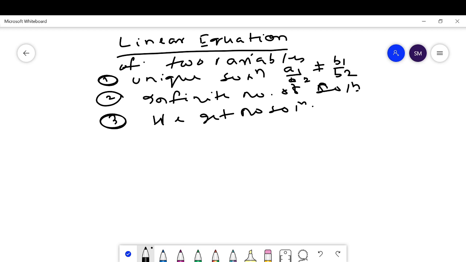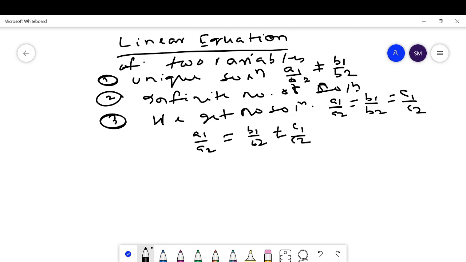In which conditions do we get an infinite number of solutions? When a1 upon a2 is equal to b1 upon b2 is equal to c1 upon c2. In which conditions do we get no solutions? When a1 upon a2 is equal to b1 upon b2 but not equal to c1 upon c2. In this case we get no solutions.